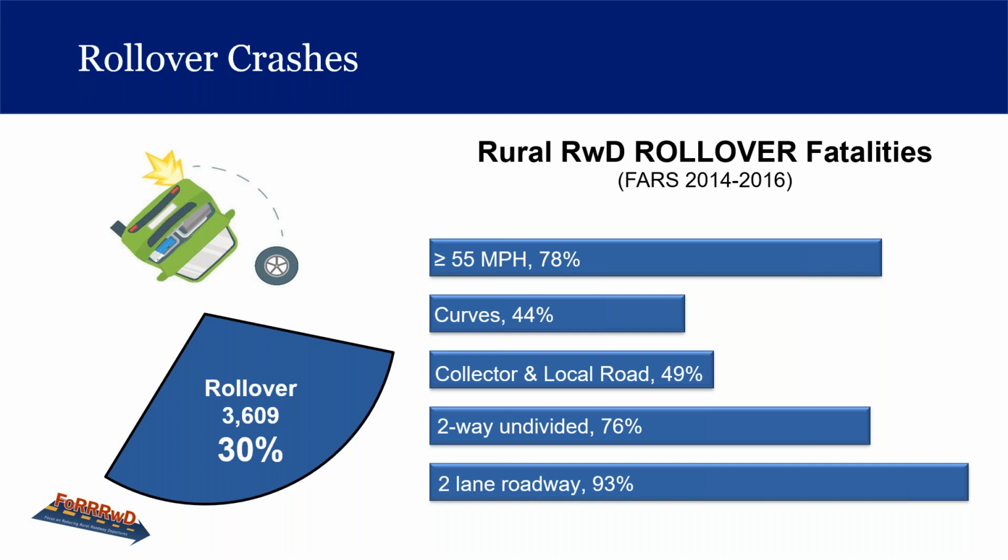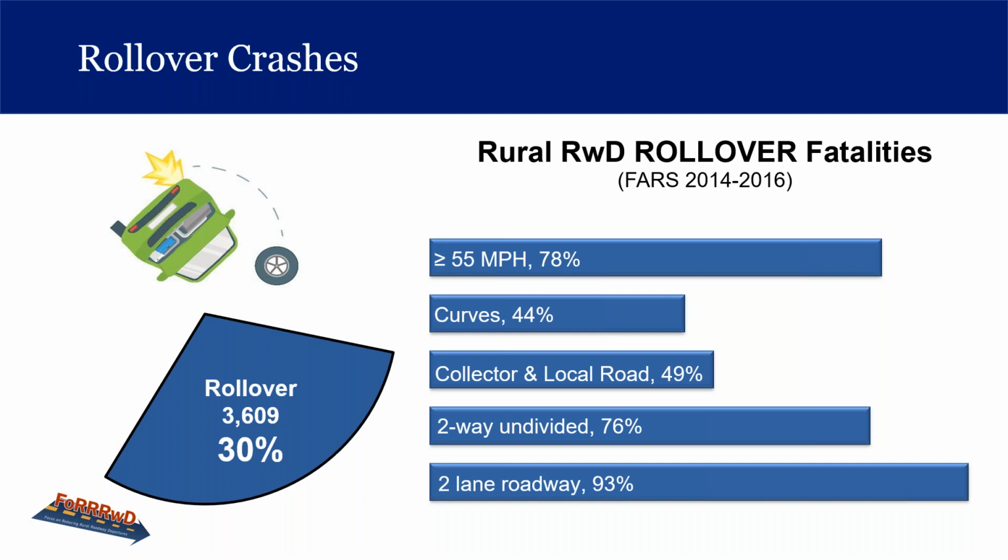And a lot of these crashes, 44%, happen in the curves. And you take a look at how they broke this down into different categories: collector and local roads, 2-way undivided roads, and 2-lane roadways. But you can see a very high percentage of these types of crashes result in fatalities. And so this shows why adequate clear zones and traversable slopes are so important.